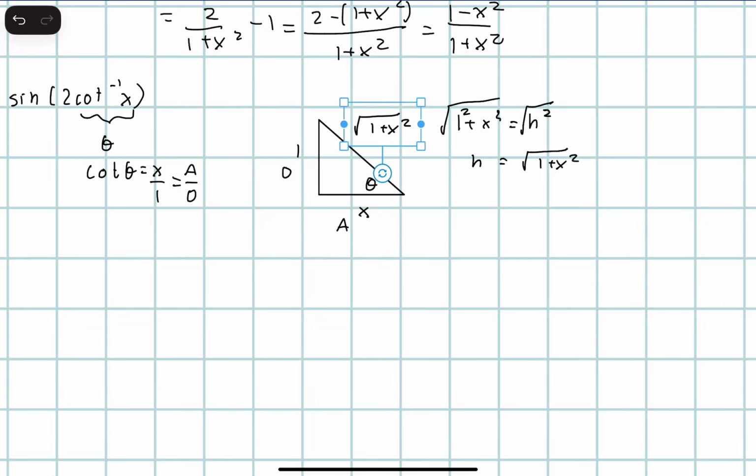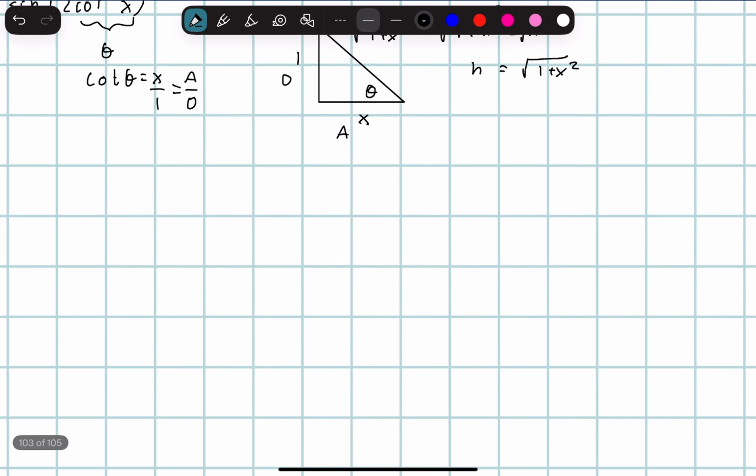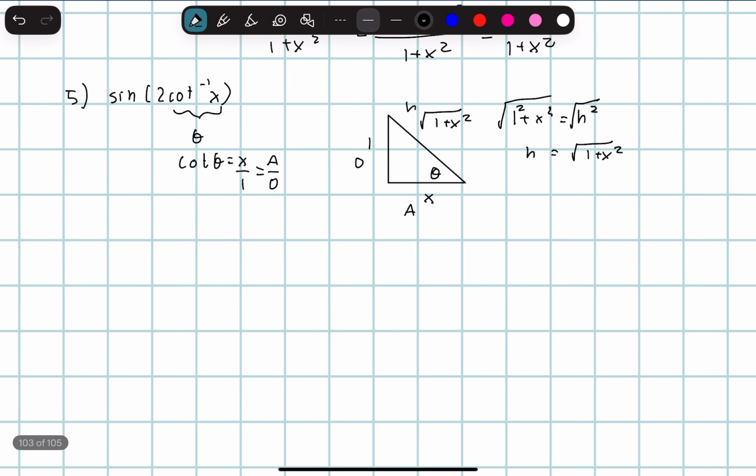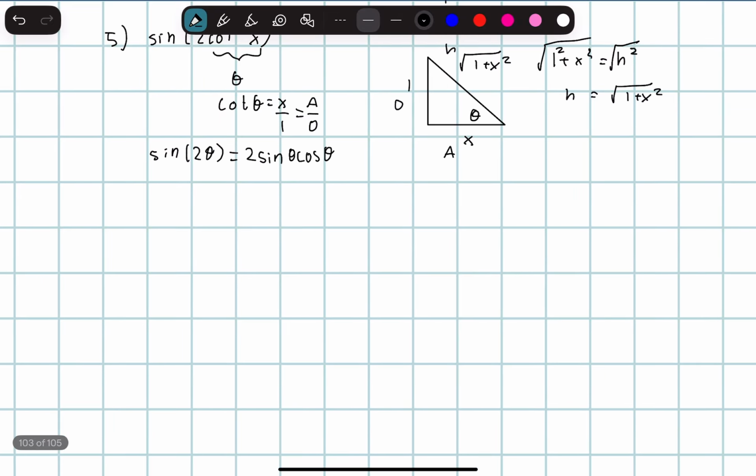Now you're going to put that there. That's the hypotenuse. So now we just have sine 2 theta. Oh my gosh, it's the double angle identity. Now we can do 2 sine of theta times cosine of theta. So now what do we do? Sine 2 theta is going to be equal to 2 times.